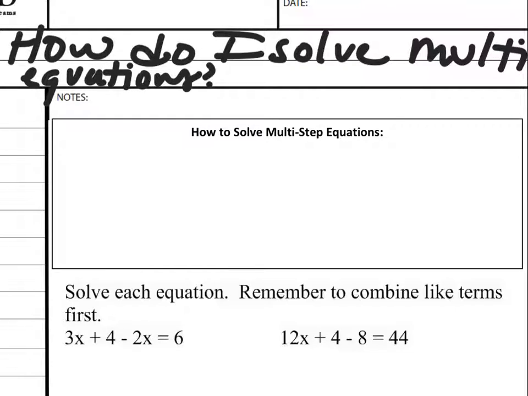We haven't done the isolating yet. We'll get to it later. So simplify, solve. So the first thing we do is simplify. Write that down.